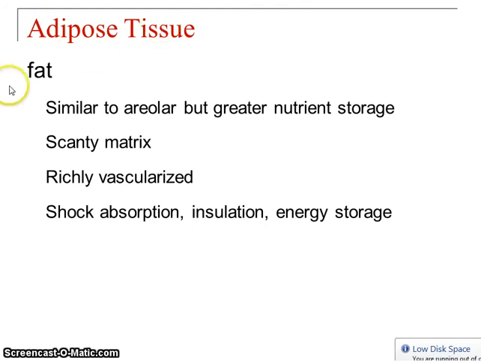Next, adipose tissue, fat. So there you've got lots of fat cells and less matrix. Think about the areas where you have more fat. It's areas like surrounding important organs where it can cushion the blow, it insulates us, and we can use that fat to make ATP.